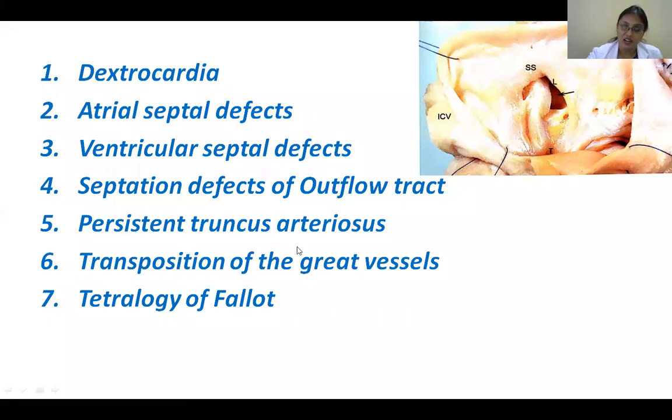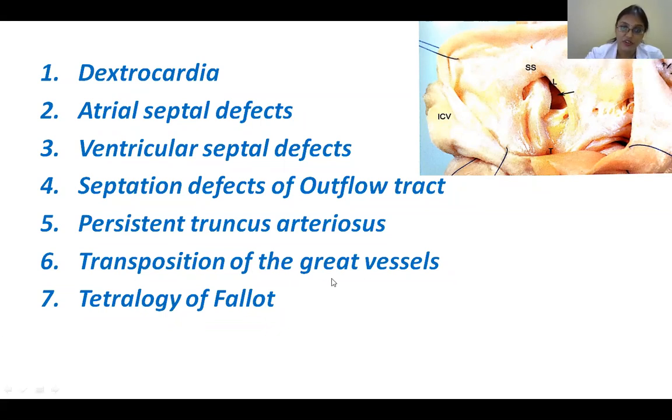Then persistent truncus arteriosus. So here the truncus arteriosus, I told you, has to cut into two. Between the pulmonary arteries, the sixth arch, and the rest of the four arches, there should be a septation, so that these will connect to the respective pulmonary trunk and the aorta. Sometimes there is a common trunk, so both the blood from the left ventricle and the right ventricle go into one single tube instead of two different tubes, which is normal.